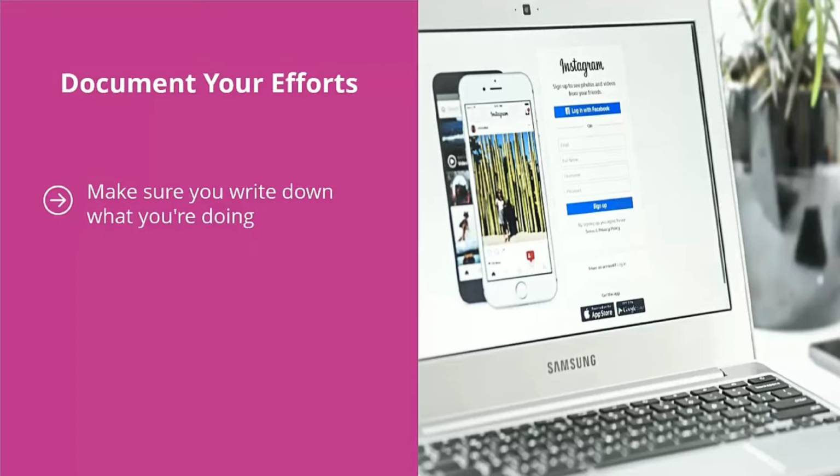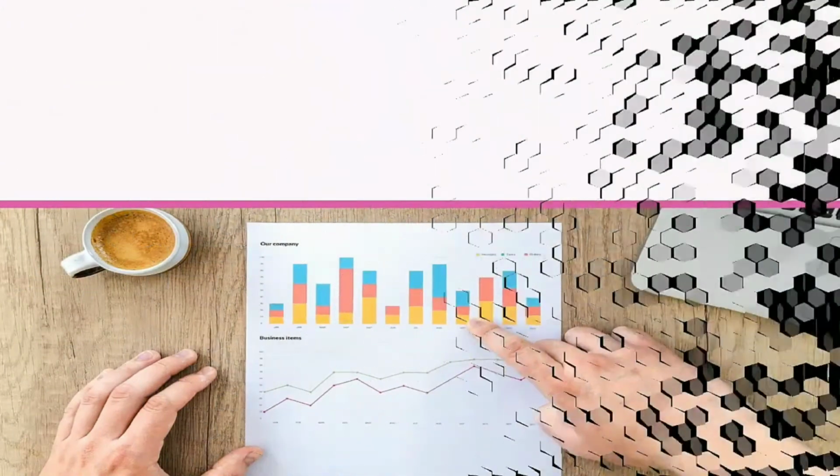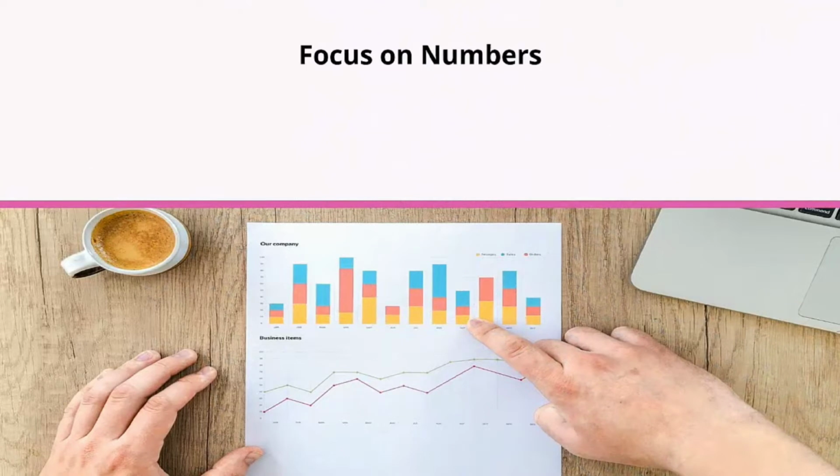Unfortunately, if you keep coming back to the same failed idea over and over again, you're basically just chasing your tail. Document your efforts so you can run experiments and then fail quickly. This way, you can weed out bad ideas as soon as possible so you can focus on the ones that actually produce success.